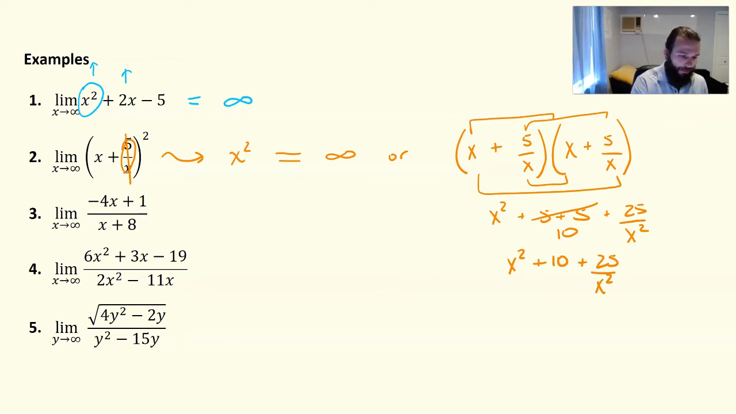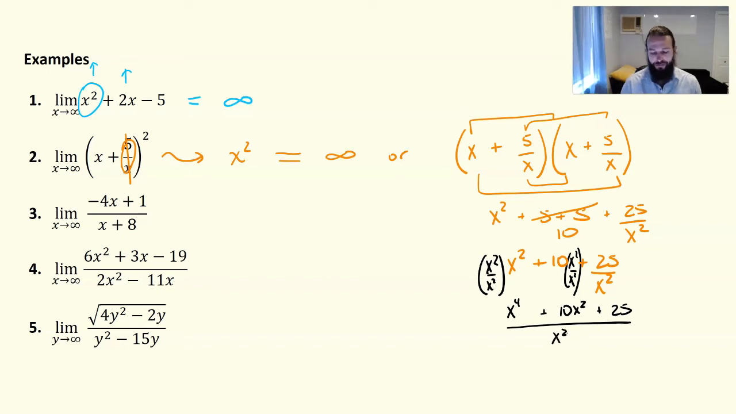So I'm going to multiply both the first two terms by x squared over x squared so I can get this all into one cohesive fraction. And what we're going to get is x to the 4th plus 10x squared plus 25 all over x squared. So all the terms have a common denominator, and now I've combined them. Now we see that the higher power here is in the numerator rather than in the denominator. And since these are the only two terms that end up mattering, we know conclusively that this is going to be infinity as x gets very large.